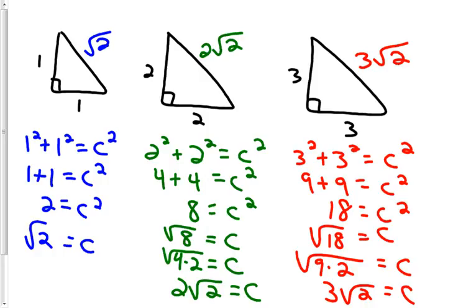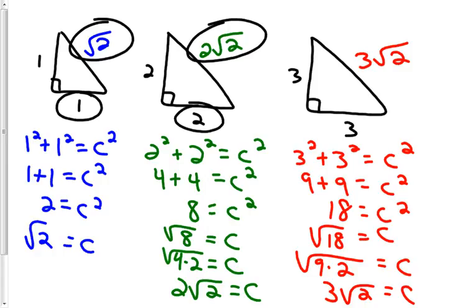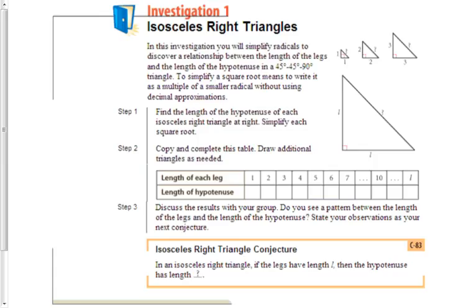So the pattern is that whatever the length of the sides is, take that times the square root of 2, and you end up with the length of the hypotenuse. So to complete the conjecture, in an isosceles right triangle, if the legs have length L, then the hypotenuse has length L times the square root of 2.